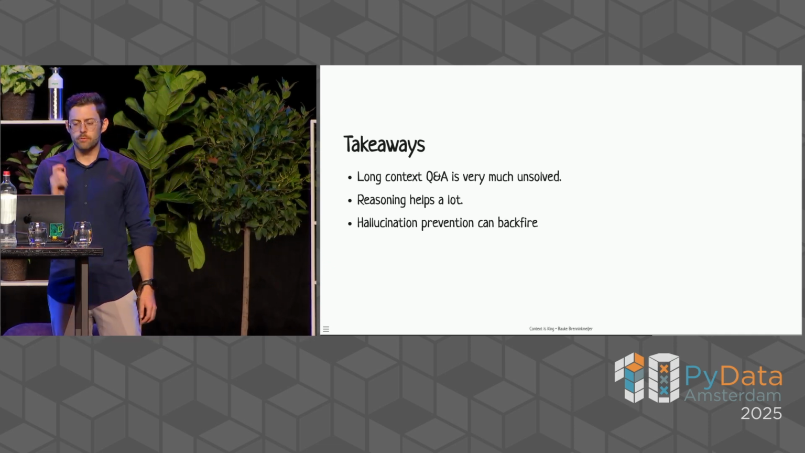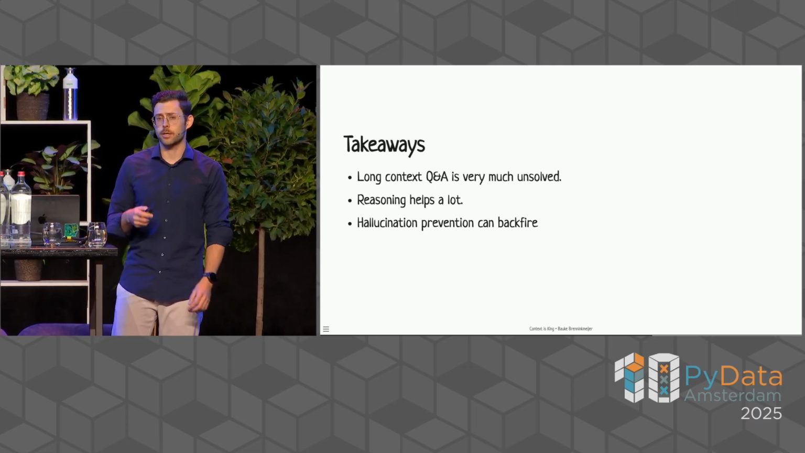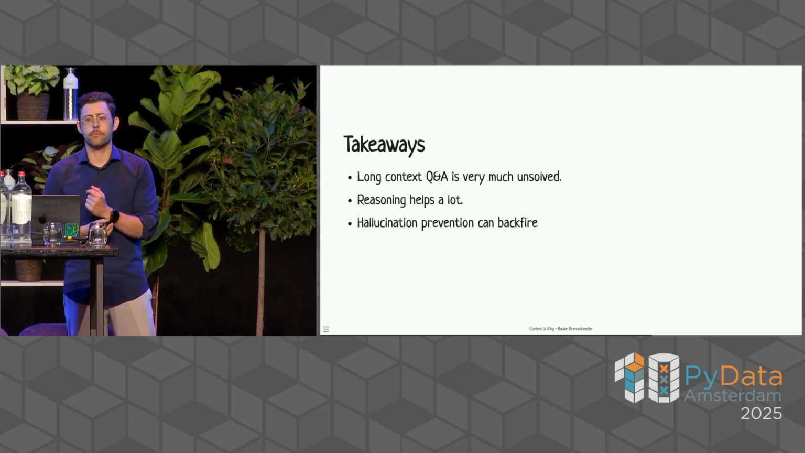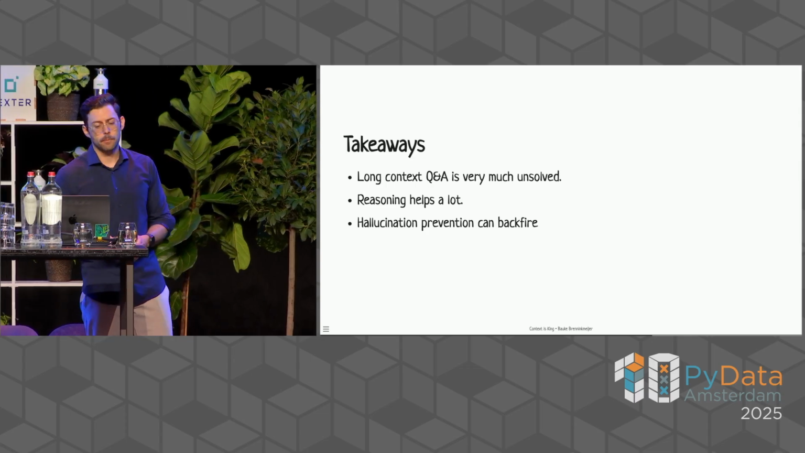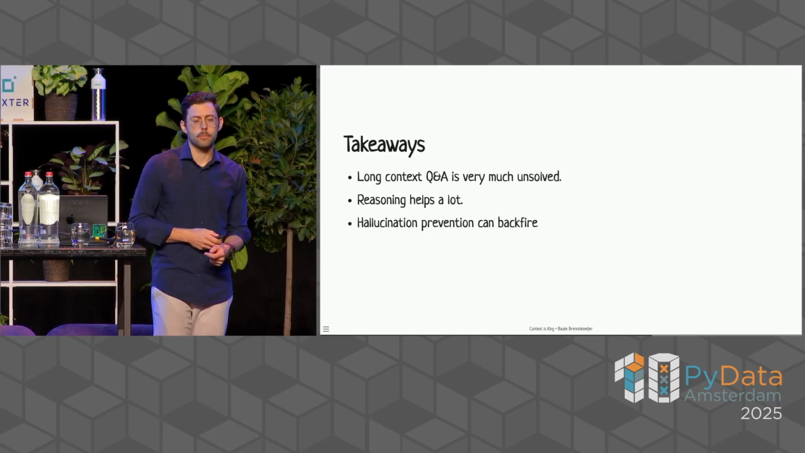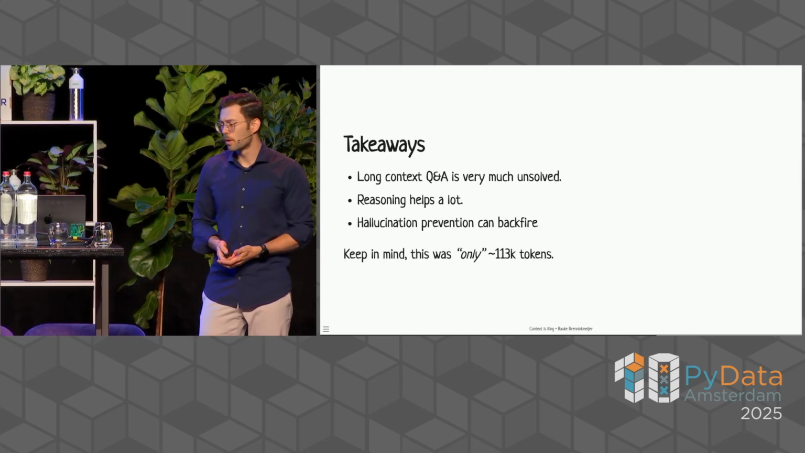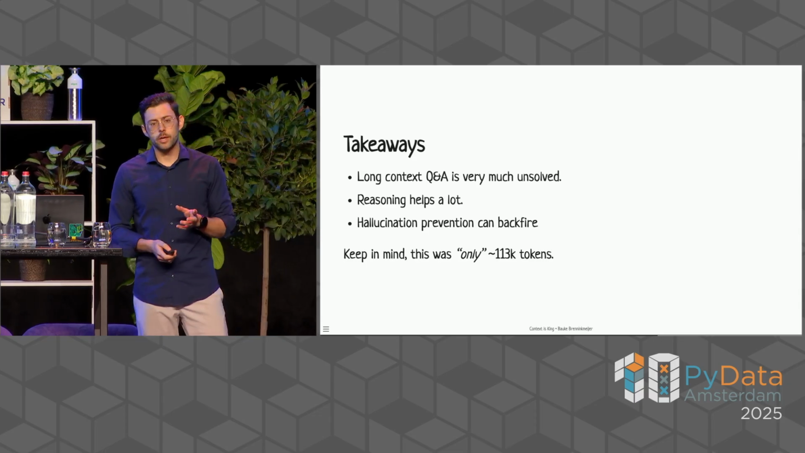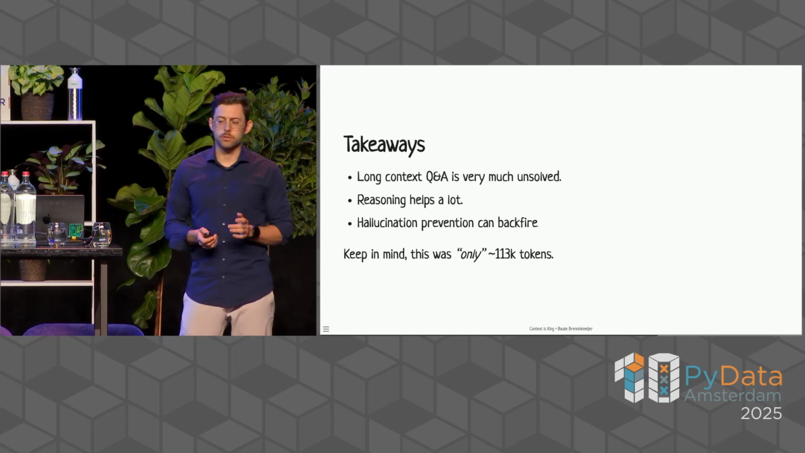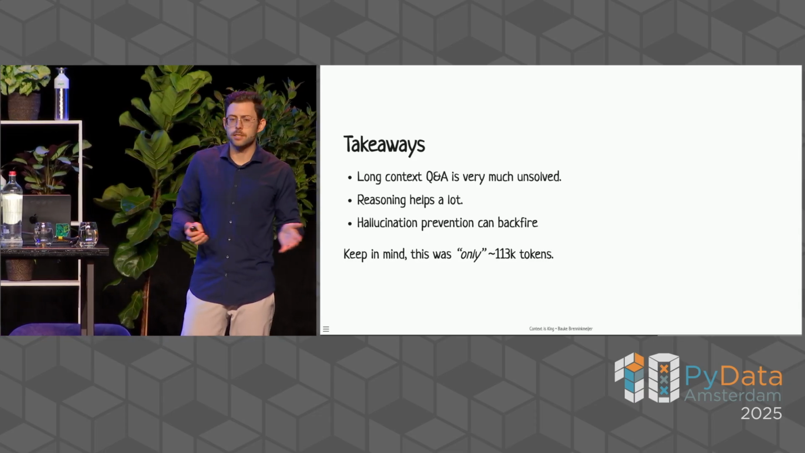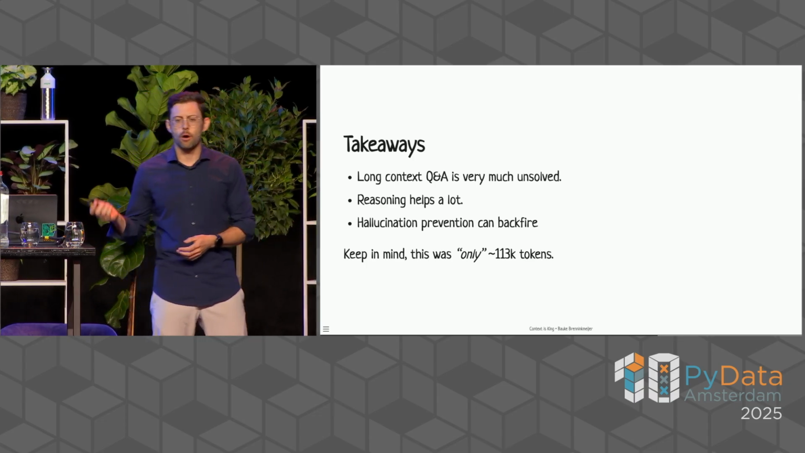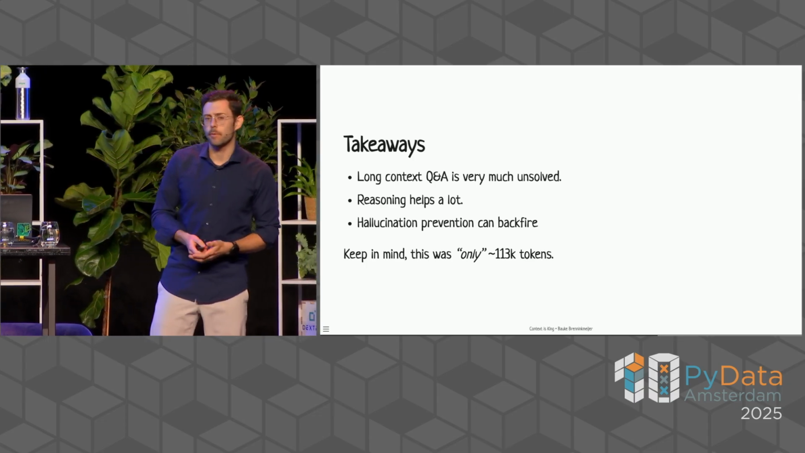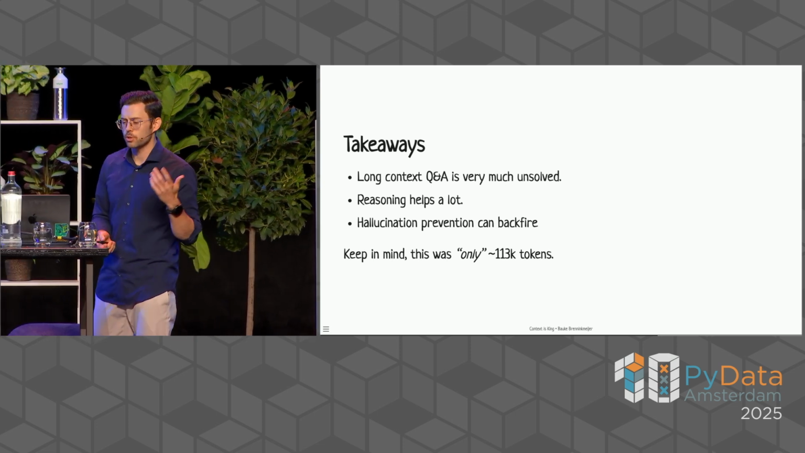very much unsolved. Reasoning helps a lot, especially for these models that have the urge to be sure before they answer, but hallucination prevention can also backfire, as you saw. Keep in mind that this was only with 113,000 tokens, which again is a big chunk of text, but it's also just over 10% of what these 1 million token context models can do.